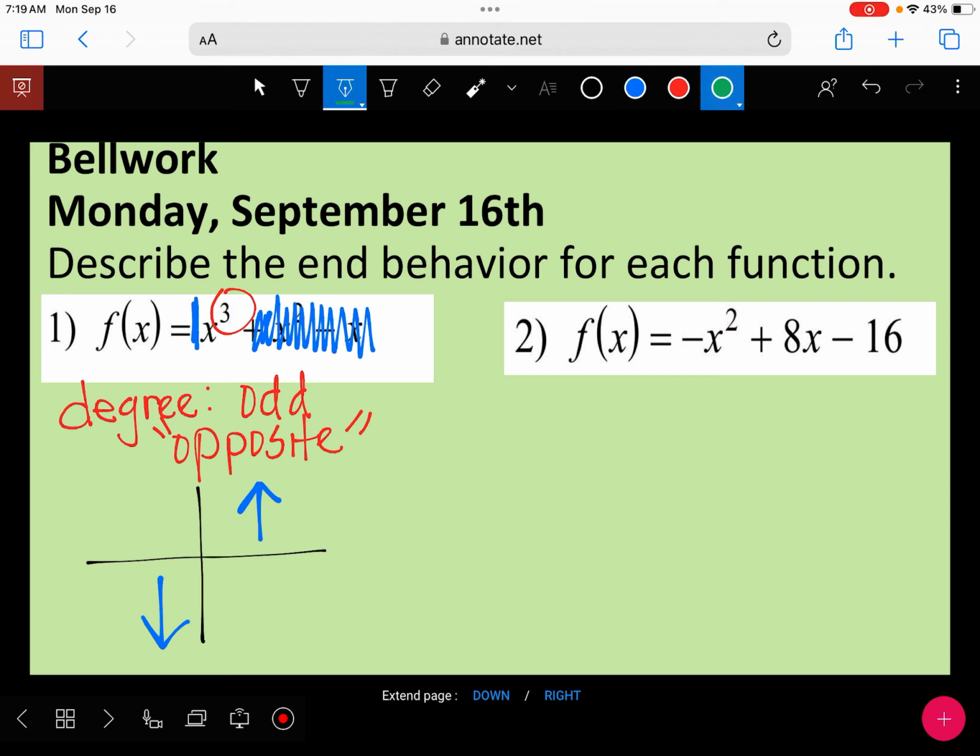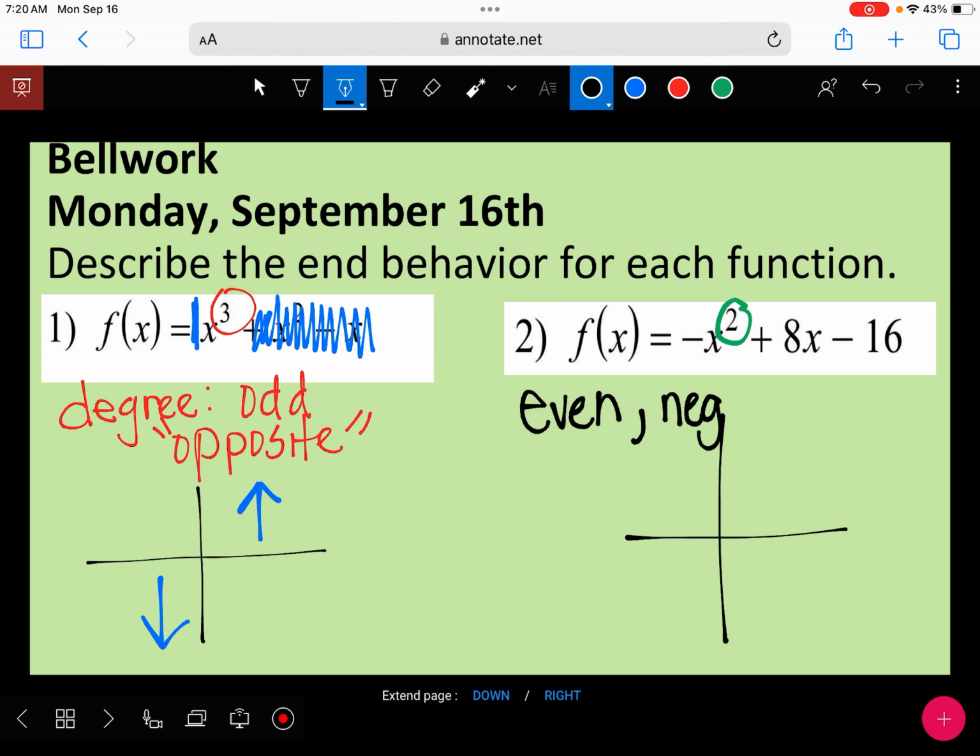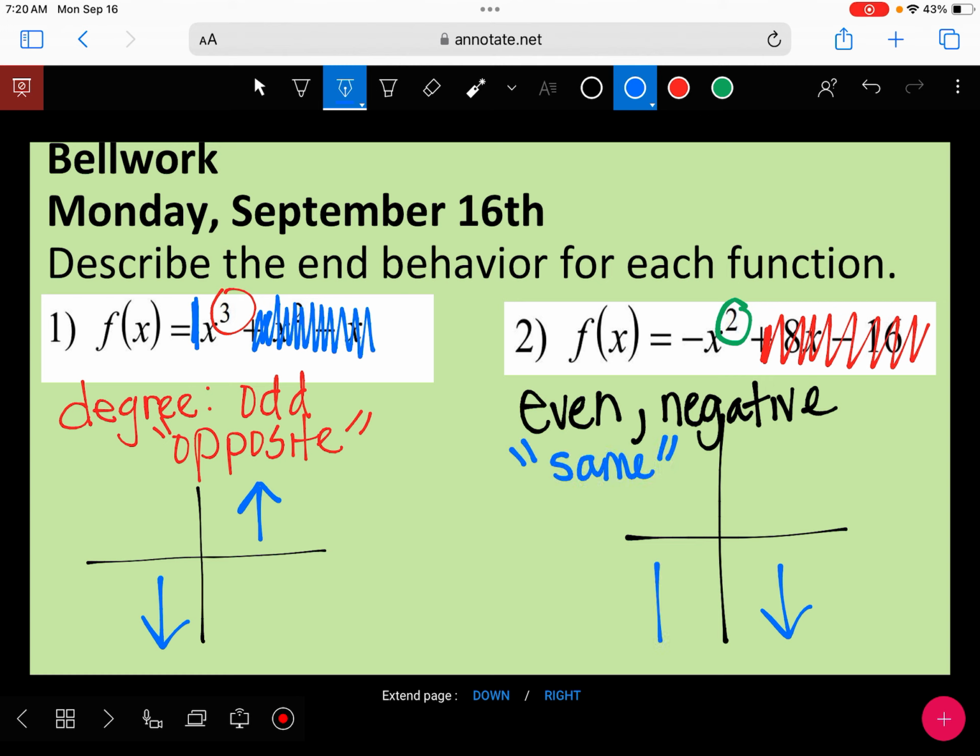For number 2, the highest exponent is 2. So this is even. And it's also negative. So we can actually cross this out. This part doesn't matter. So because it's negative, that means the right side goes down. And for even degrees, they do the same thing, which means the left side is going to go down also.